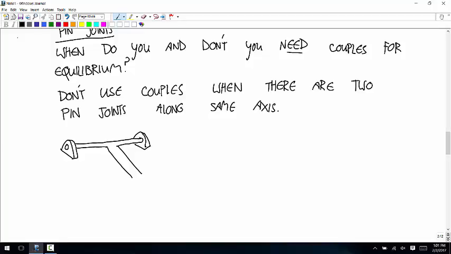So in this case, where there are two pin joints that share an axis of rotation, the degrees of freedom that are limited here can all be done without those couples being present. Okay, so if you have a case like that, where you have two pin joints that share an axis, you always just represent these joints in terms of forces.